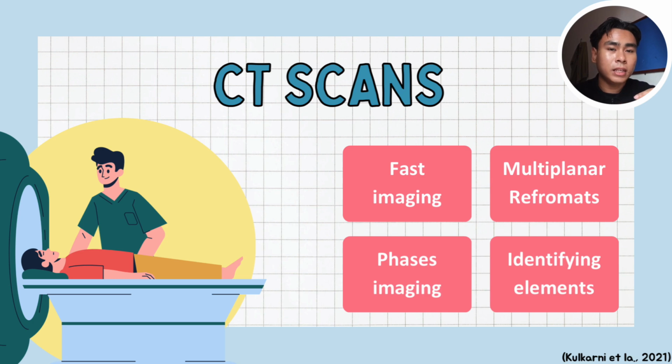And lastly is the identifying elements, whereas we know in CT scans there is one CT scan known as the DECT or known as dual energy CT. It can help us to identify if there are any different elements, such as calciums in the parenchyma of the liver, or also maybe iodines.